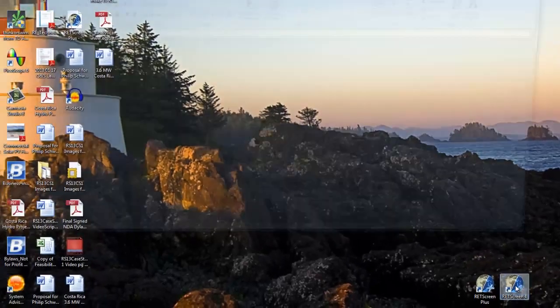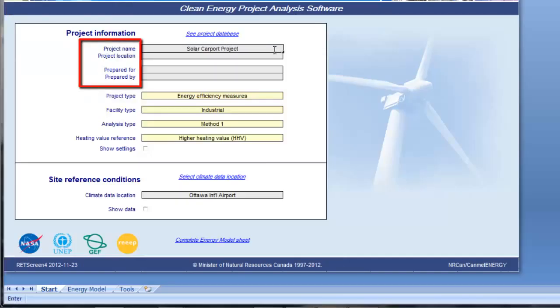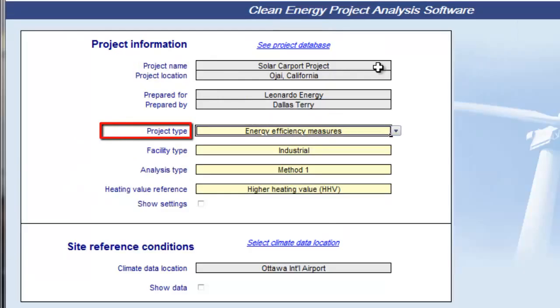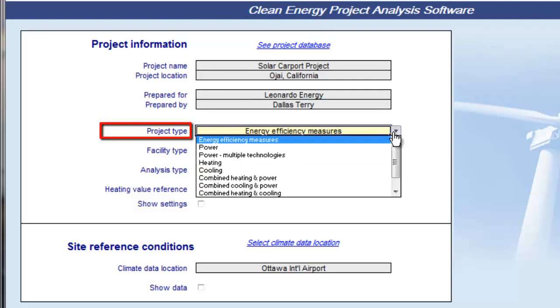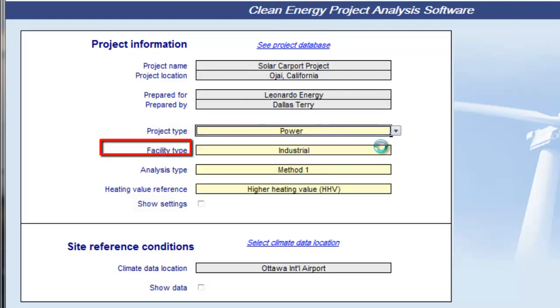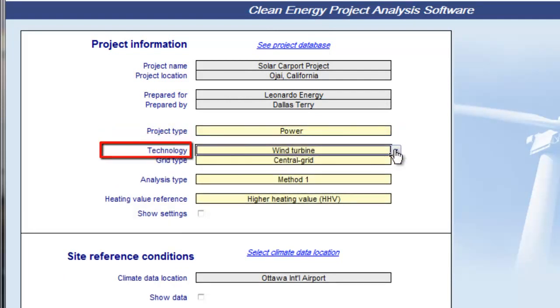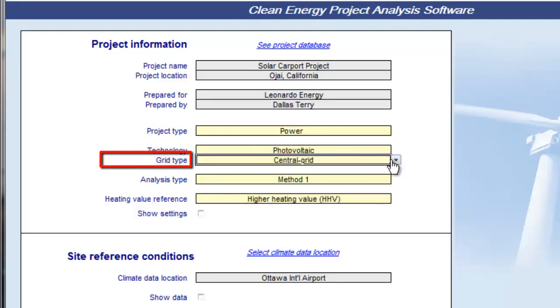In the Prepared By cell, type your own name. For this type of project and any project related to electricity production, we will select Power as the project type and PV as the technology type, since it is the technology commonly used in residential or commercial scale projects.